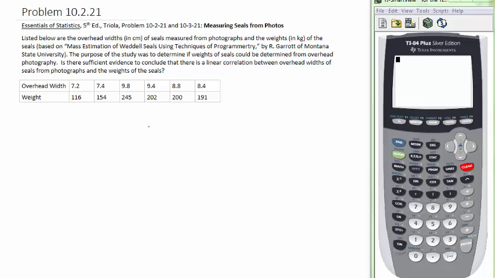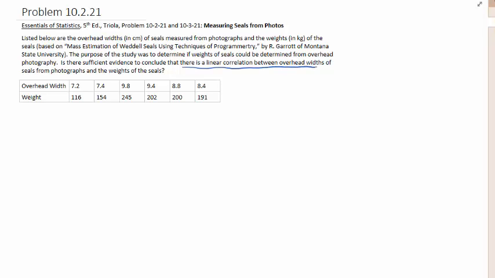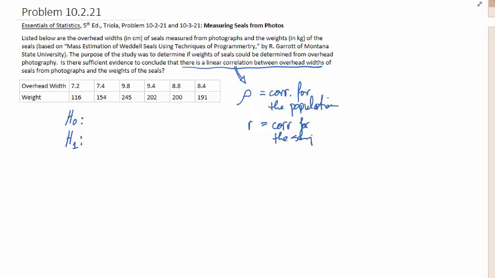So in our calculator we will input this data, but before that we should state our claim. The claim is asking about a linear correlation, so instead of just stating the claim we should go out and say our null and alternative hypotheses. This is a claim about the correlation coefficient, which is denoted by the Greek letter rho, the correlation for the population. And r is the correlation for the sample. In stating our claim, we will use rho.